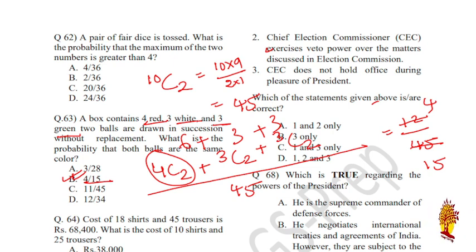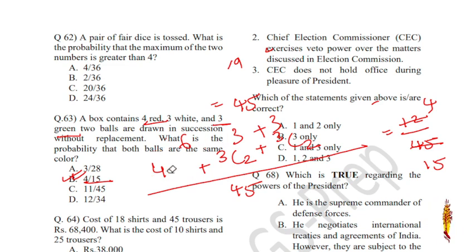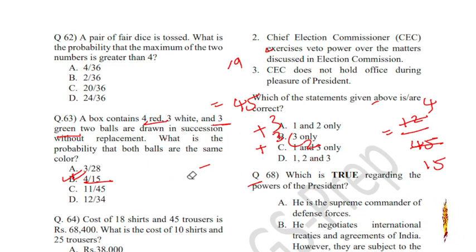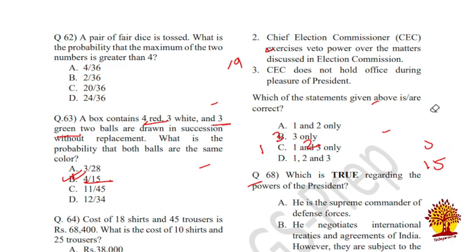Next one, 64th. The cost of 18 shirts and 45 trousers is 68,400. Okay, 68,400. What is the cost of 10 shirts and 25 trousers?